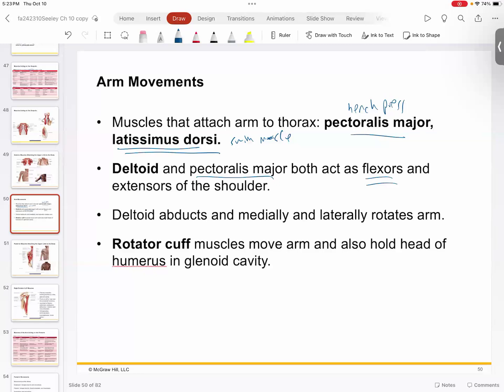And so the deltoid is going to abduct. So remember, abduct means to move away from the midline.